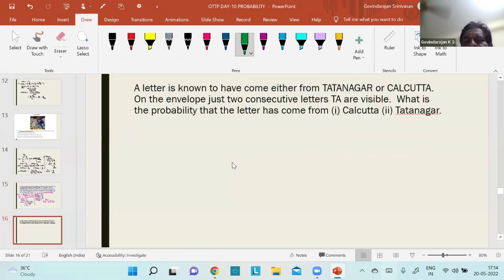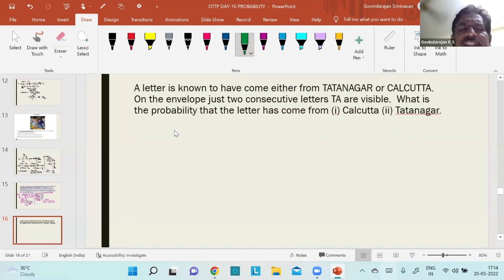Yeah, this is also one of the important questions. I think many of them are discussed in the class or not. The letter is known to have come from either Tatanagar or Calcutta. Calcutta is the old name of Kolkata now. On the envelope, just 2 consecutive letters are visible, maybe they may give some other words also. So this is an example question that you can do. This is a very famous question. Many times they asked it, in one exam and other exams.